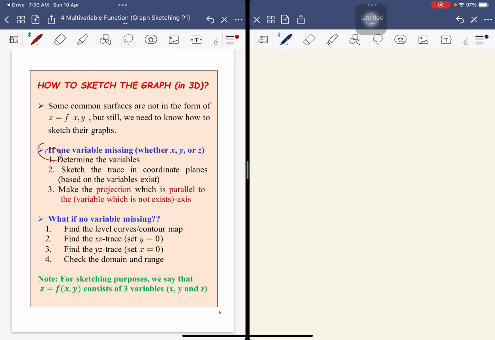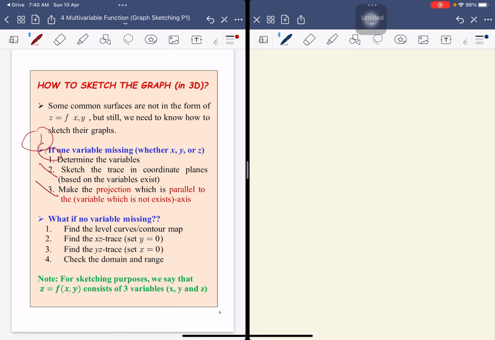So the idea is we use the trace. Trace means that you sketch in 2D for the existing variables, if let's say you miss one variable, and then you combine it. Okay, so let's go through it first: sketch the trace and then make the projection. So this is the first idea on how you can sketch the graph.